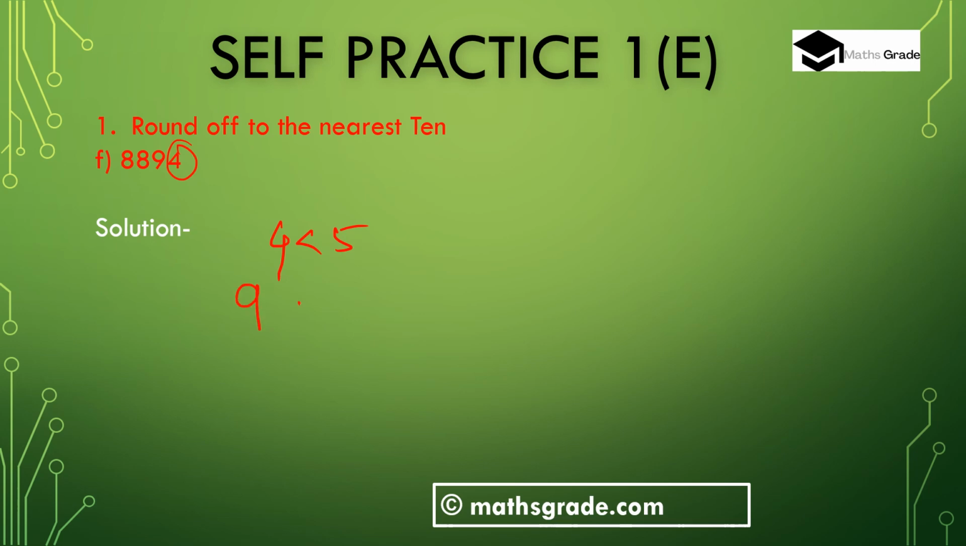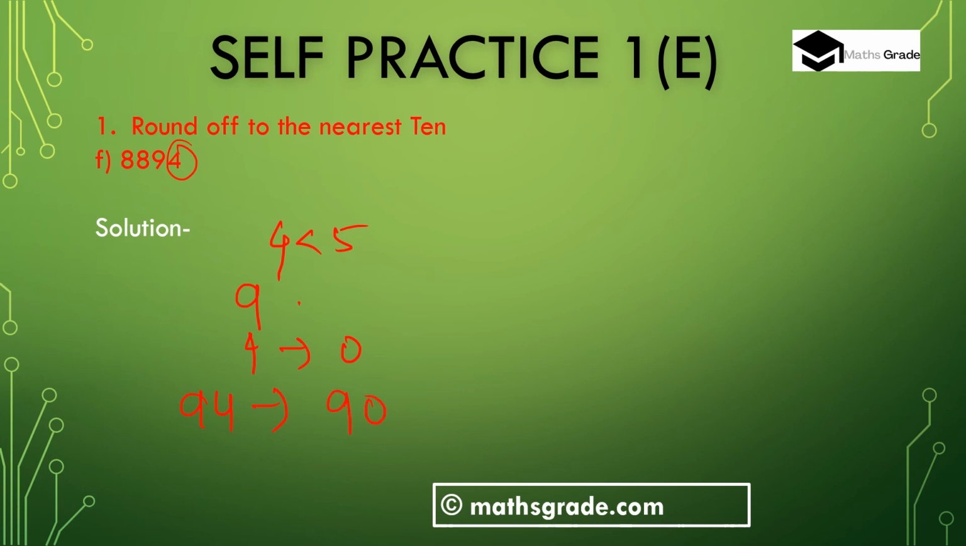Don't add 1 to the tens place digit. Just write down 9 as it is. And this unit place digit 4 changes to 0. Just write down 0 in the unit place digit. So 94 rounded off to the nearest 10 will be 90.